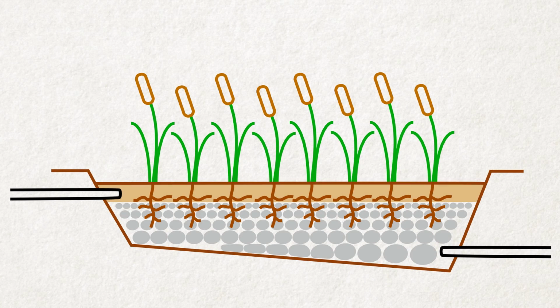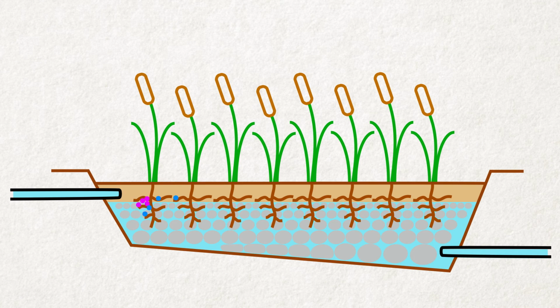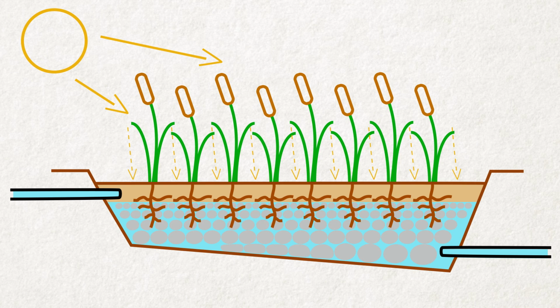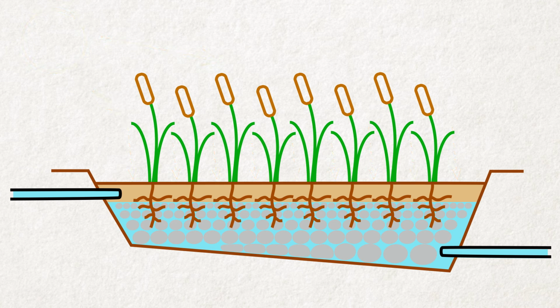But what is going on inside the constructed wetland, and what exactly does each part of the system do? Leaves and stalks are responsible for basic vegetative functions, such as photosynthesis and nutrient storing, so they support the overall system. They are also there to mitigate solar radiation, stabilizing the temperature of the system below.